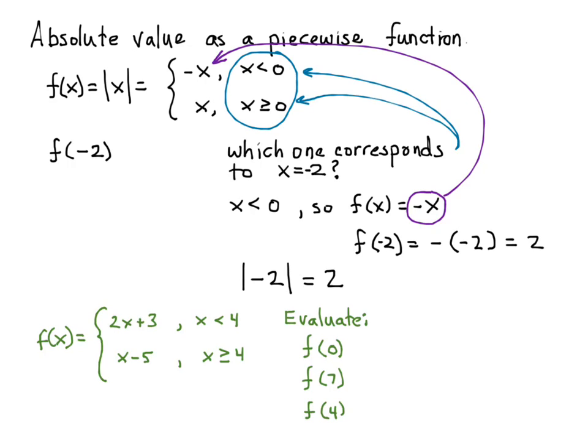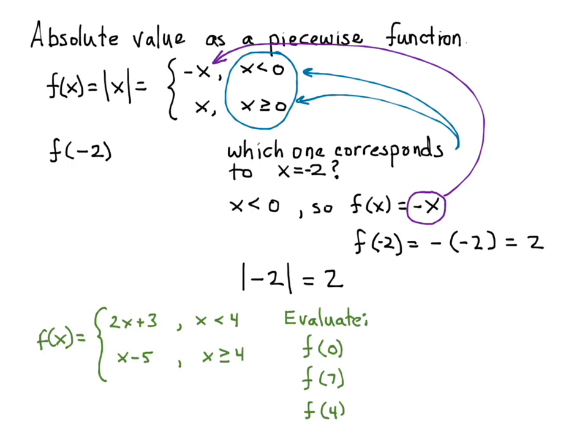Okay, Lauren, what about this first one here? F at 0. What does f at 0 equal? 3. It equals 3. So how did you get to that? I used 2x plus 3 and I plugged in. You use the first one because 0 is less than 4, right? Yeah. And so 2 times 0 is 0, plus 3 is 3. Okay? Everybody get that? You decide which of these to use.